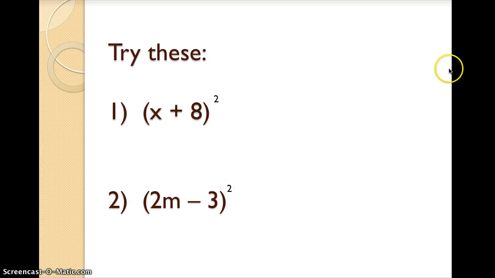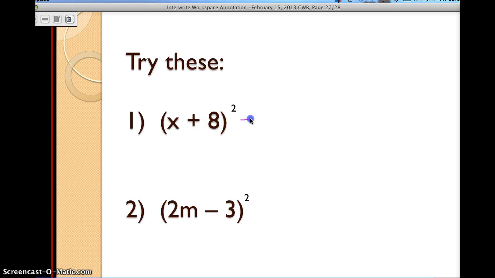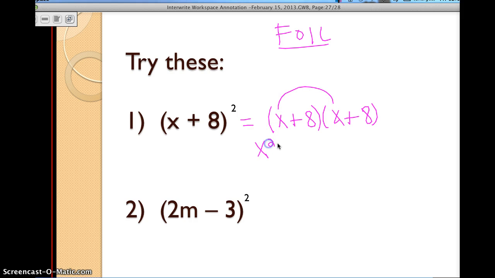Let's look at these two examples. If I have x plus 8 squared, this is a binomial, so I'm not allowed to use the power rule on this. I actually have to write it out and then go ahead and use distributive property, or we could just use it as FOIL. Remember, FOIL stands for first, outers, inners, last. X times x is x squared. Outers is x times 8, which is 8x. Inners is 8x. And last is 8 times 8, which is 64.